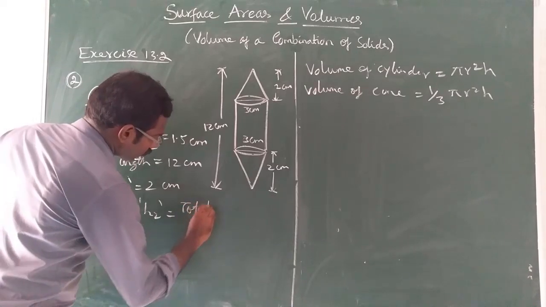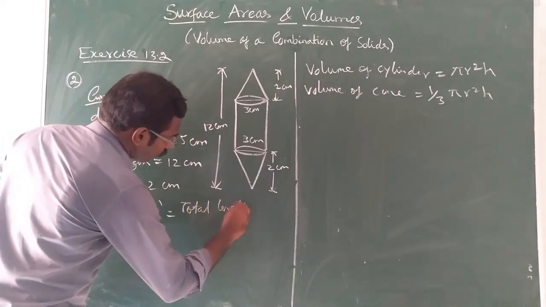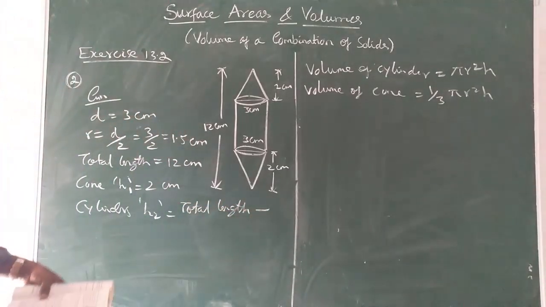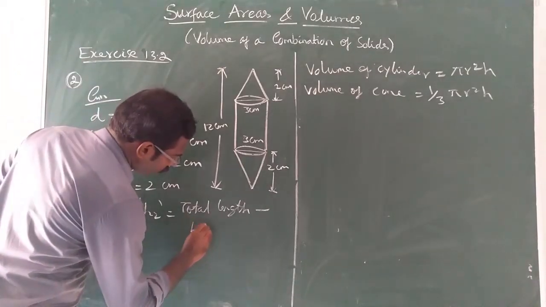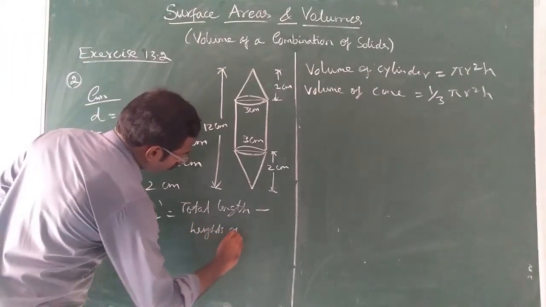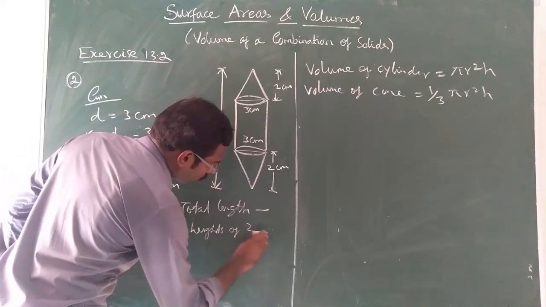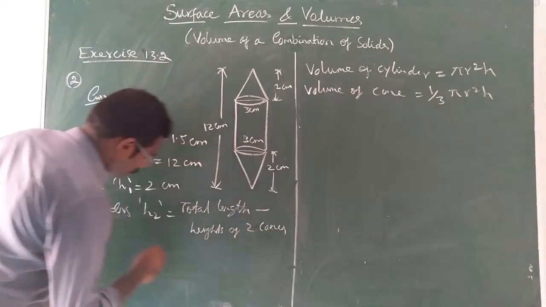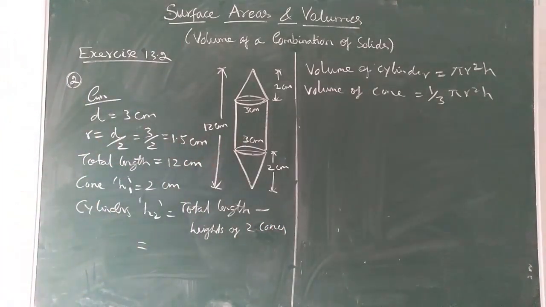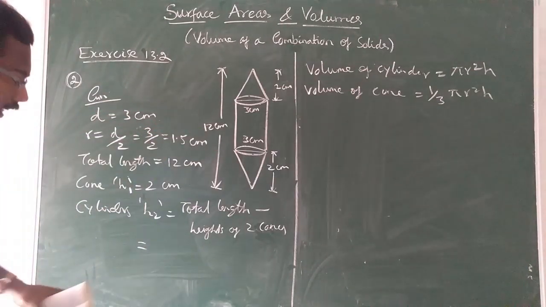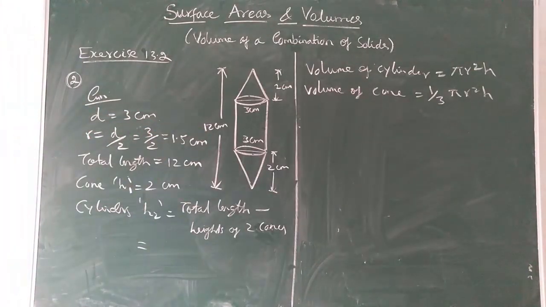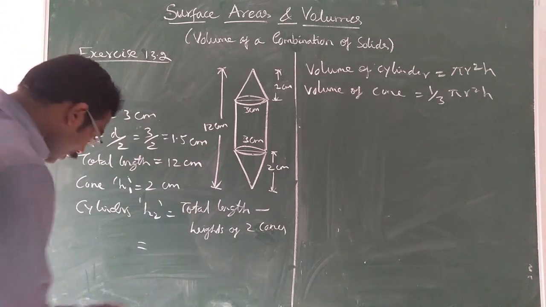Total length minus the heights of two cones. Both the cone heights you have to reduce. So that is equal to, what is the total length? The total length is 12 centimeter. So 12 centimeter, total length is 12 centimeter.